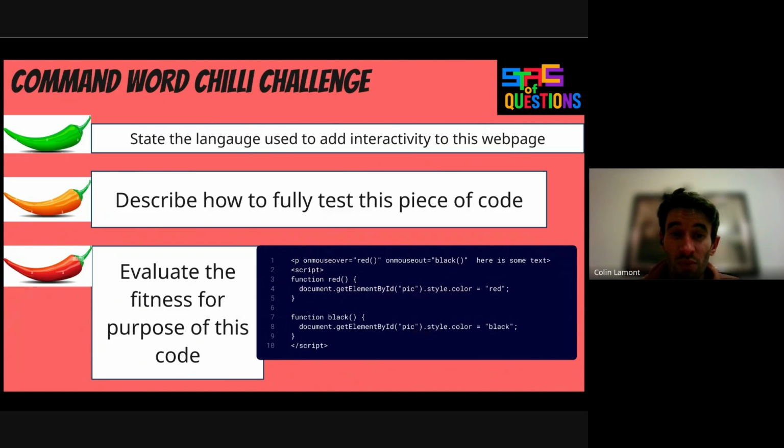My describe question was: describe how to fully test this piece of code. So because it's got that on mouse over and the on mouse out, you'd be looking to test going over it and test moving away from it to see if the change happens. And then the evaluation was: evaluate the fitness for purpose of this code. Now, I hope that because it's got get element by ID, that code's not going to work because the paragraph doesn't actually have the ID, which is quite a subtle one, but you want that last question to be a bit of a tricky one, so I threw that in. That was my chilli challenge.